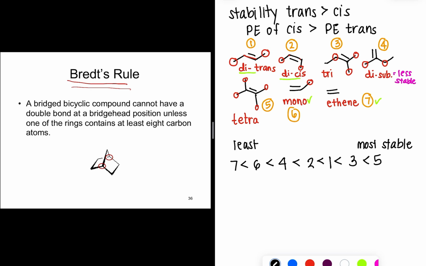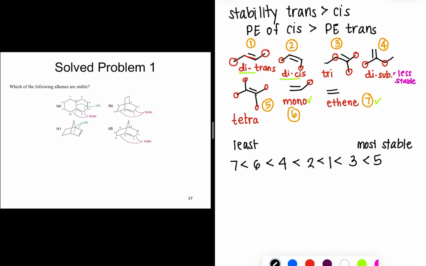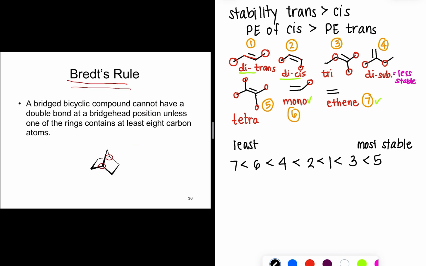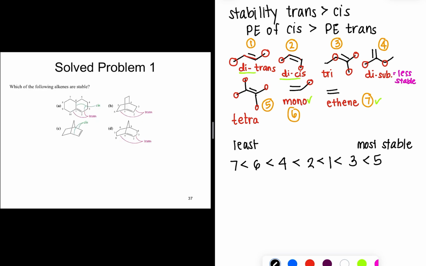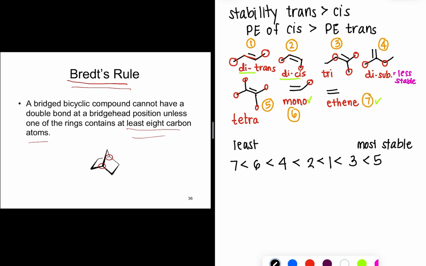But Bredt's rule basically says you can't have a double bond at a bridgehead carbon unless it's a big molecule. So again, 8 carbon atoms. You can't have a double bond at a bridgehead. Here, this is not a bridgehead. This is bicyclic, but it doesn't have a bridgehead. Bredt's rule is specifically about bridgehead, bicyclic.